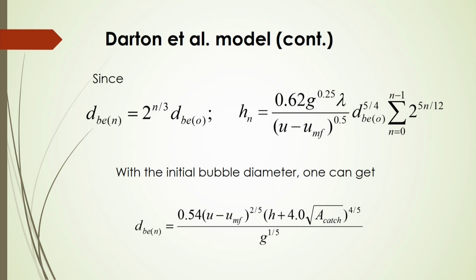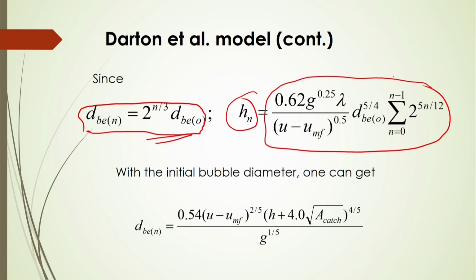Now, since d Bn will be equal to this at nth stage, what should be the equivalent bubble diameter that can be obtained from these correlations, then what should be the h n value, you can obtain by this relationship, that will be equal to 0.62 into z to the power 0.25 into lambda divided by u minus u m f to the power 0.5 and d Be, that means equivalent bubble diameter to the power 5 by 4 initially, and summation of n equal to 0 to n minus 1, in nth stage, up to 2 to the power 5 n by 12.